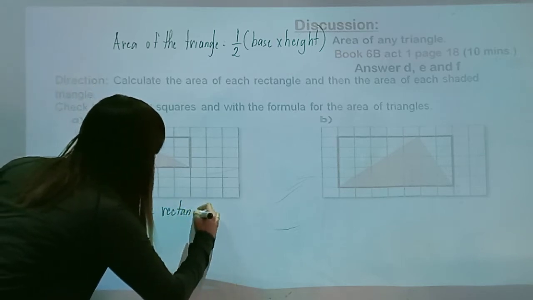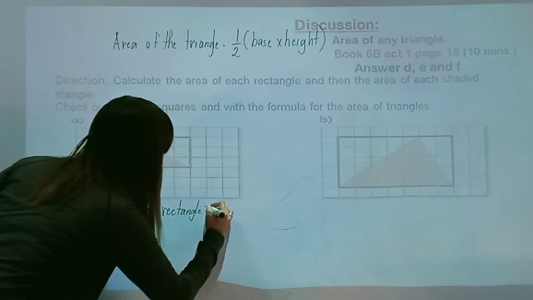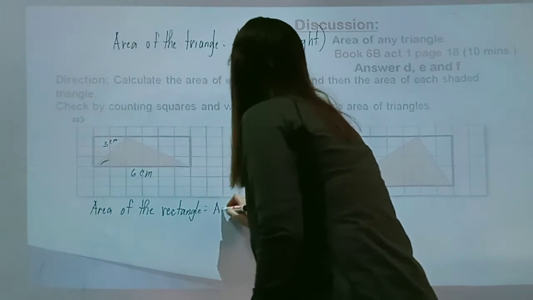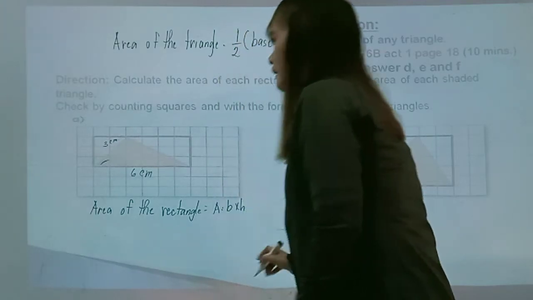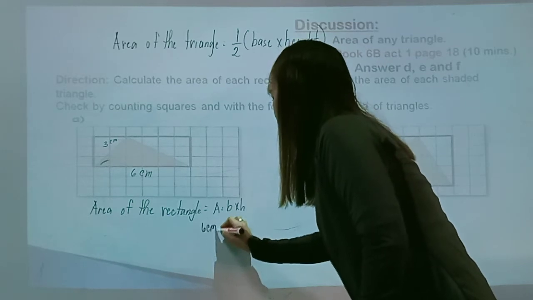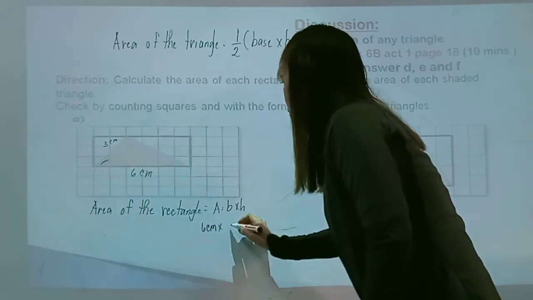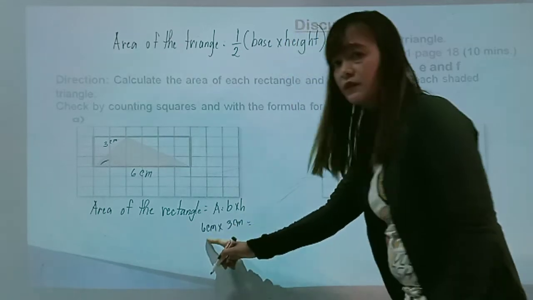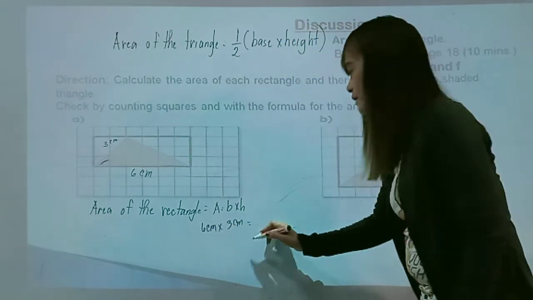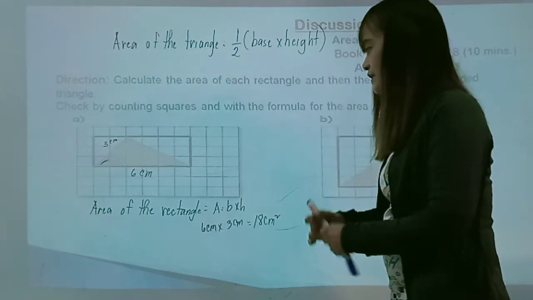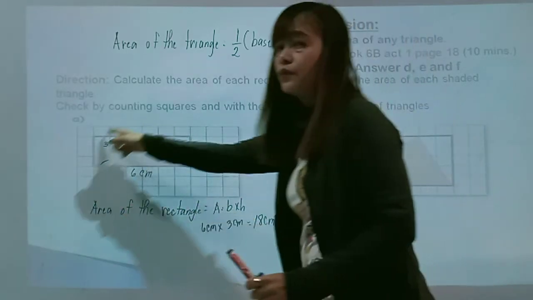So what is the formula that we are going to use? Area is equal to base times the height. Let us multiply. The base is 6 centimeter multiplied by the height, which is 3 centimeter. Therefore, 6 centimeter times 3 centimeter will give us 18 centimeter squared. So this is the area of the rectangle.